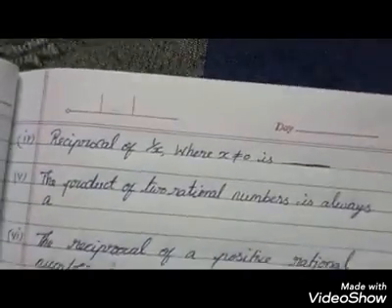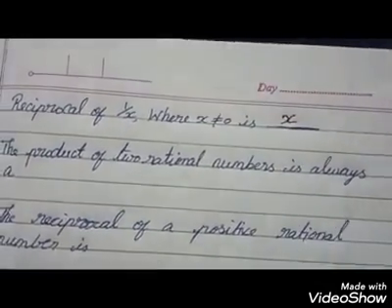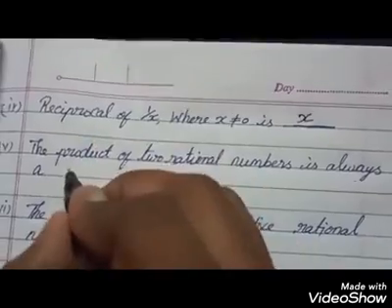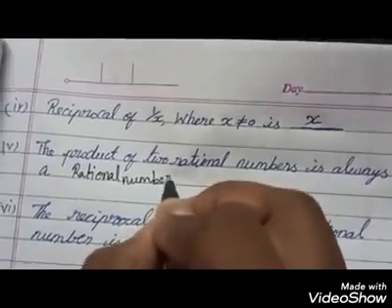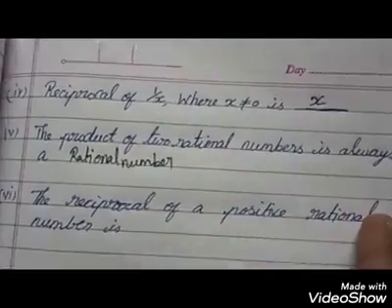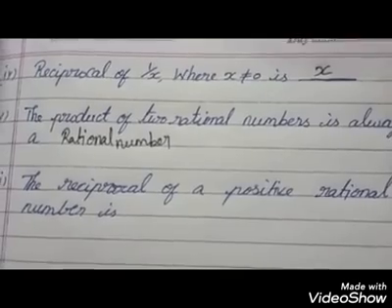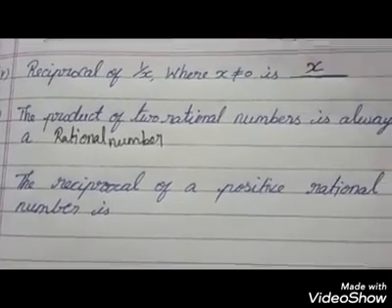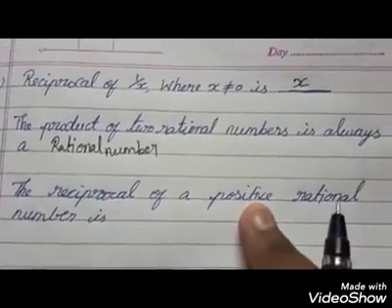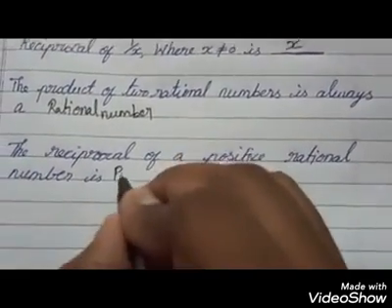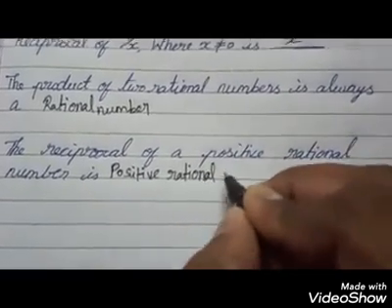And next, question number 4. Reciprocal of 1 by x. So you have to take the reciprocal, the answer is x. The product of two rational numbers is always a rational number. Reciprocal of a positive rational number. Reciprocal means you have to interchange the numerator and denominator, but we need not change the sign. So positive stays positive, negative stays negative. So the reciprocal of a positive rational number should be a positive rational number only.